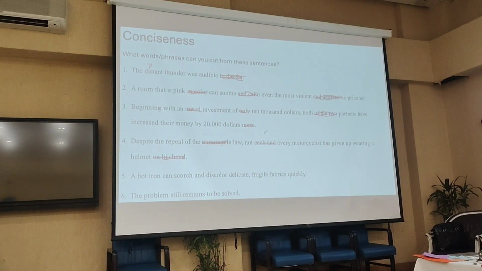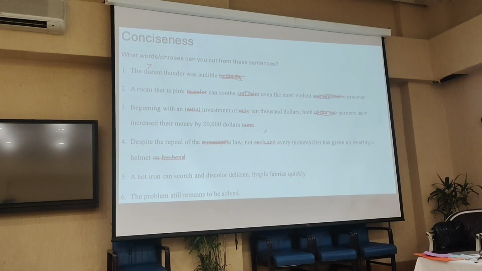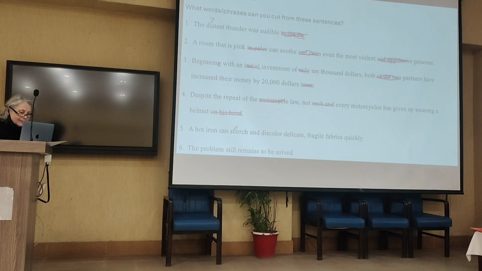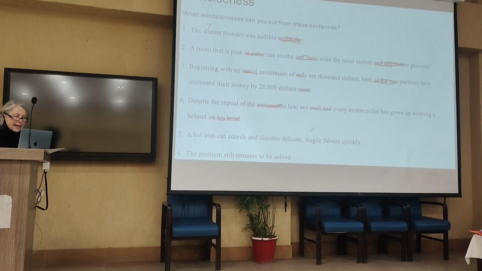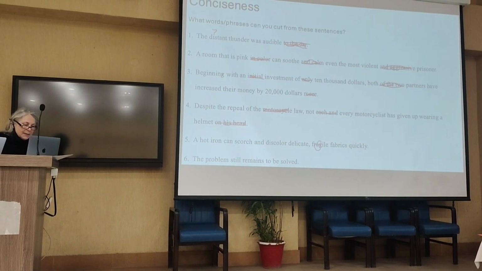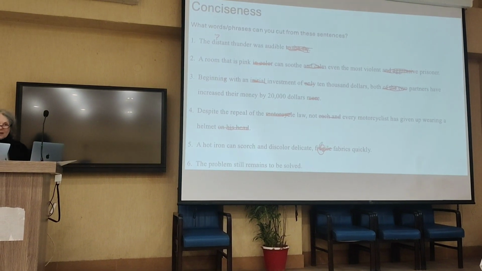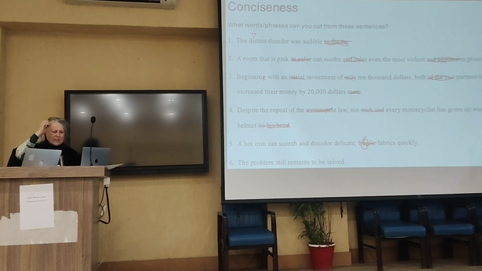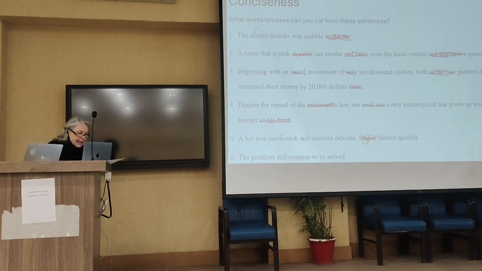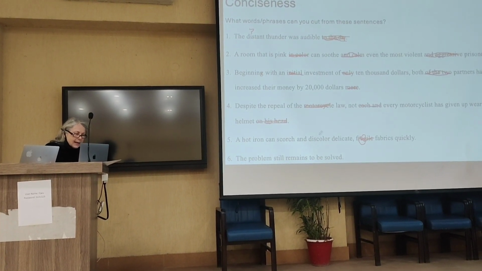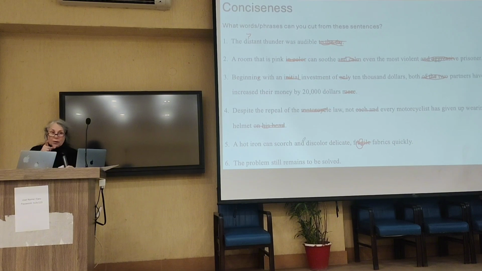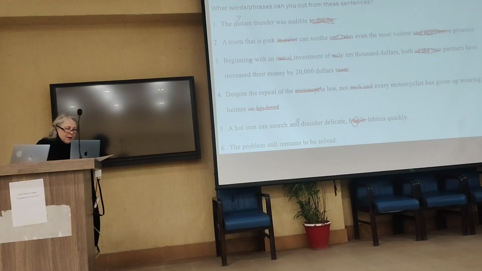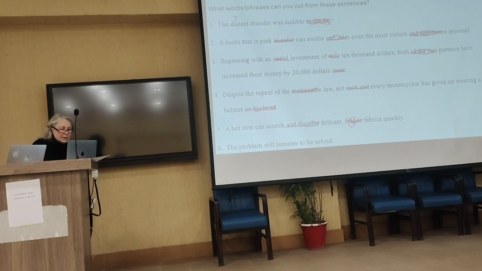We've got two more. Number 5, Fatima. Can discolor delicate fabrics quickly. Okay, so I heard you cut out fragile. Yeah, we have delicate and fragile. Delicate is actually the one we use with clothing. And then, scorch and discolor. Now, scorch actually means burn and discolor. So I would probably go with scorch, but either one is fine.